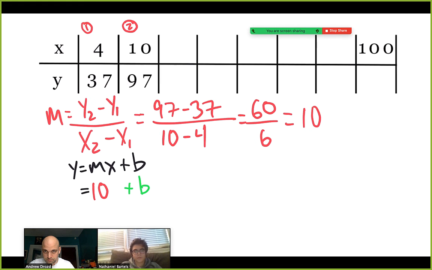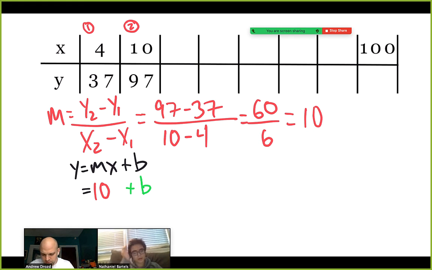So what we need to do, and that's okay, is plug in one of these coordinates, an x value and a y value, into this equation right here. Do we want to plug in this second coordinate? Sure. So what are we going to plug in for y then? 97. Well done.